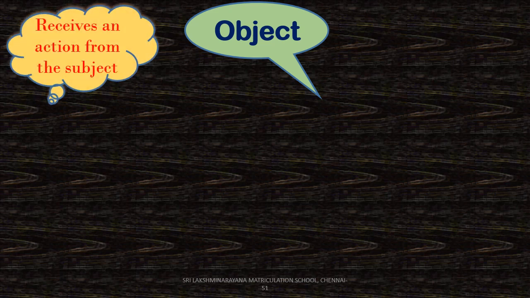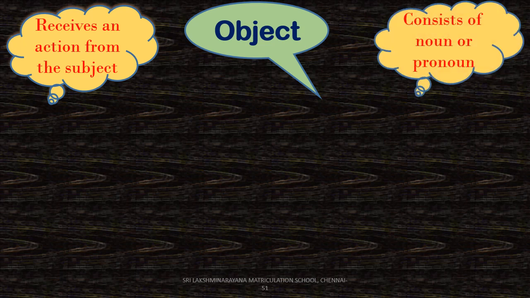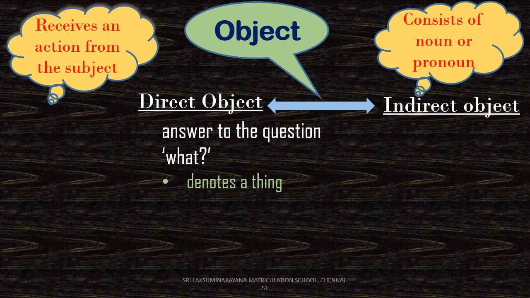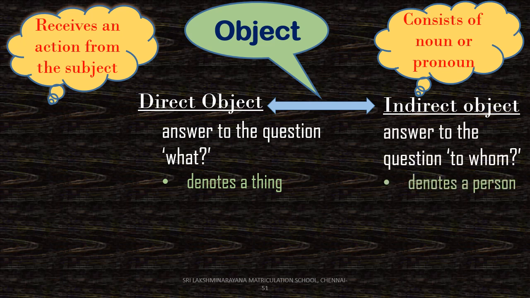Let's see what is an object. Object is the receiver of an action from the subject. It consists of a noun or a pronoun. Object is of two types, children: direct object and indirect object. If the answer comes to the question what, then it is the direct object that denotes a thing. If the answer comes to the question to whom, then that is the indirect object that denotes a person.